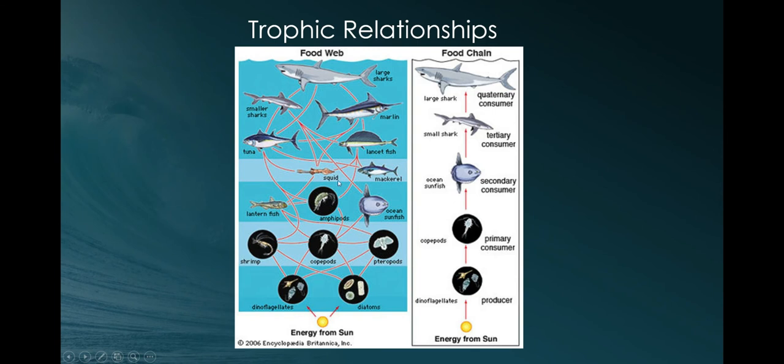All right, so that's the difference between a food web and a food chain. The food web is really more realistic. It's impossible to actually draw out an entire food web, though, because it's so complex.